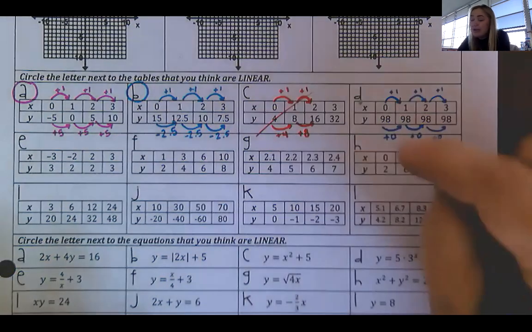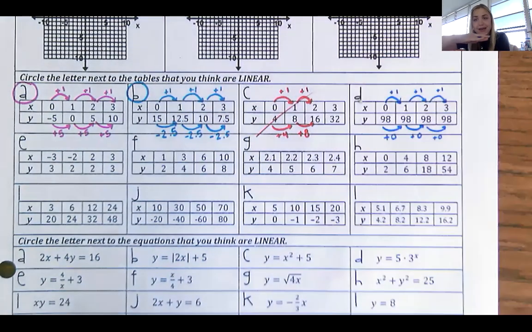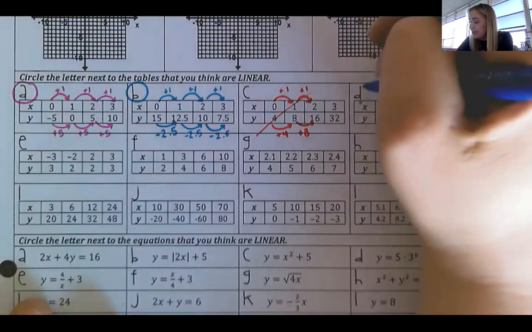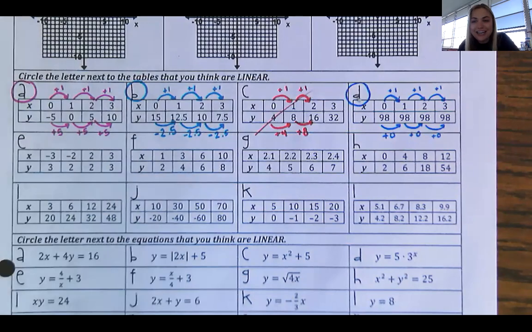Beautiful. Always 0 over 1, 0 over 1, 0 over 1. That totally works. That's actually a flat line. Up 0 to the right 1, that is going to be linear. Okay, let's look at E.